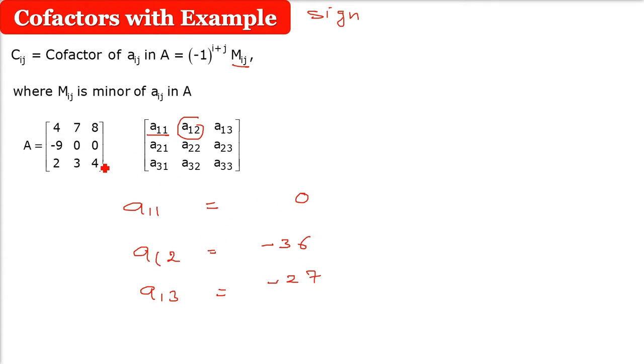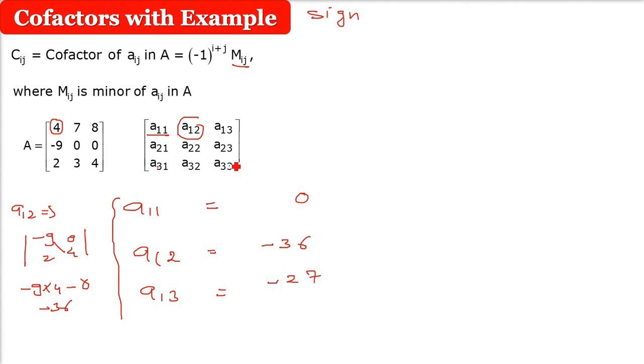Now let me give you a hint. I'm leaving this row and column, and for example, if I have to find the A12 minor, how do we find it? For A12, we have to leave the row and column wherever A12 is intersecting. So what do we get? Minus 9, 2 and 0, 4. I'm just giving you an idea about how to find the minor. So minus 9 into 4 minus 2 into 0, that will be 0. So minus 36. This is how A12 has come.